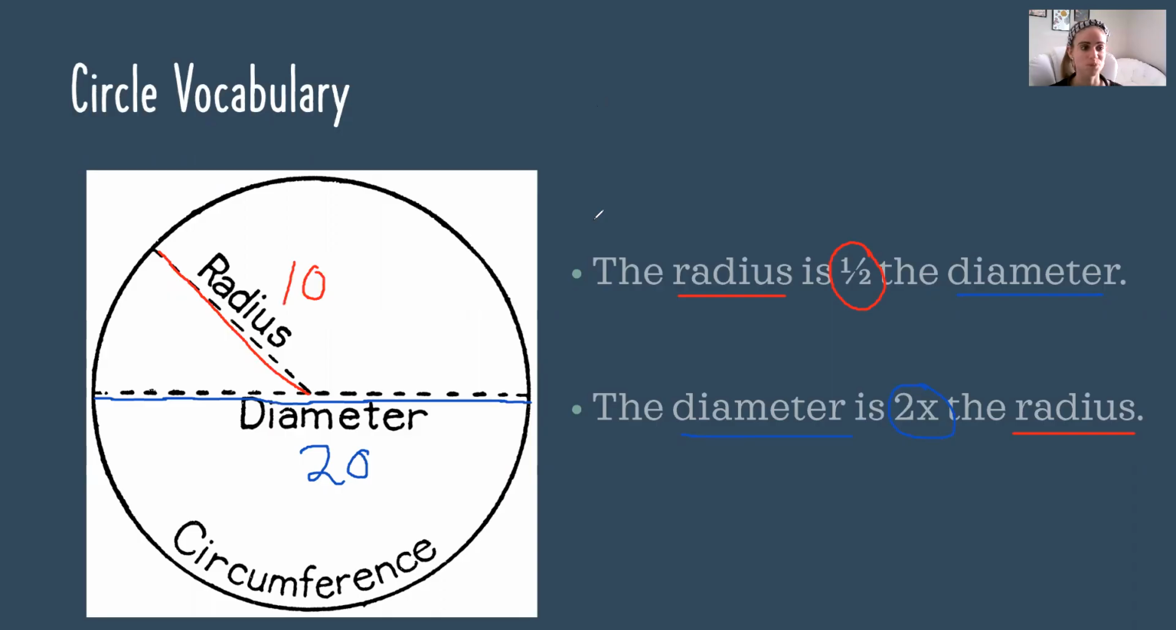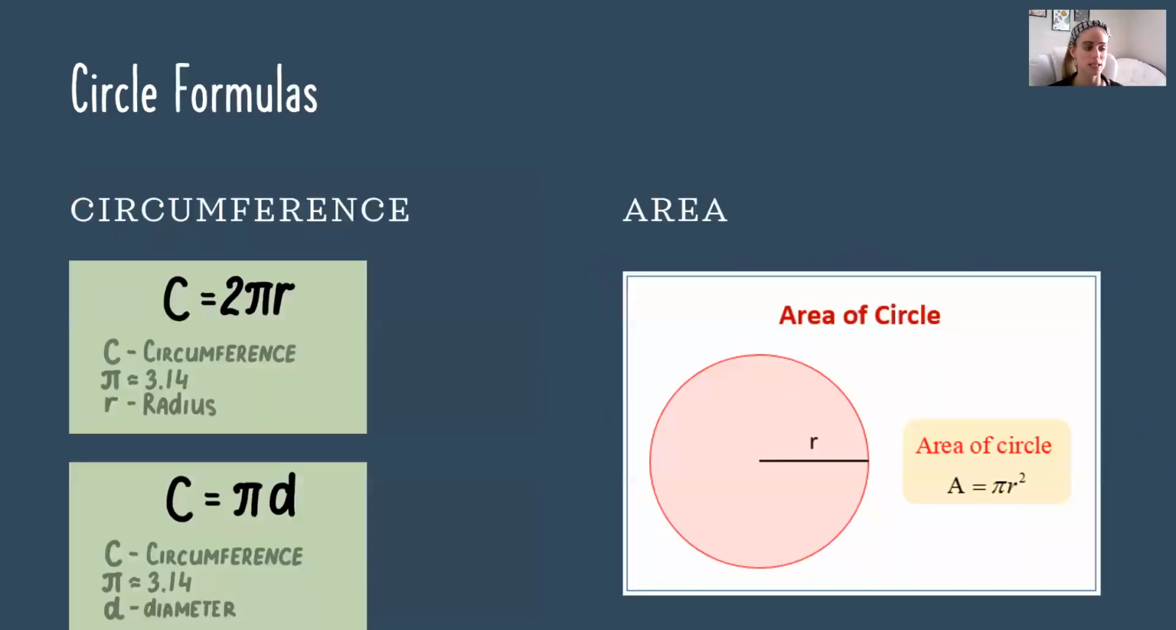Now, this information is going to come in handy because when we look at our formulas here, sometimes you need the radius, sometimes you need the diameter. Our first formula is for circumference. Circumference is the outside, kind of like the perimeter of a circle. We have two different formulas here. If you are given the radius, then you can use the first formula. Circumference is equal to 2 times pi times your radius.